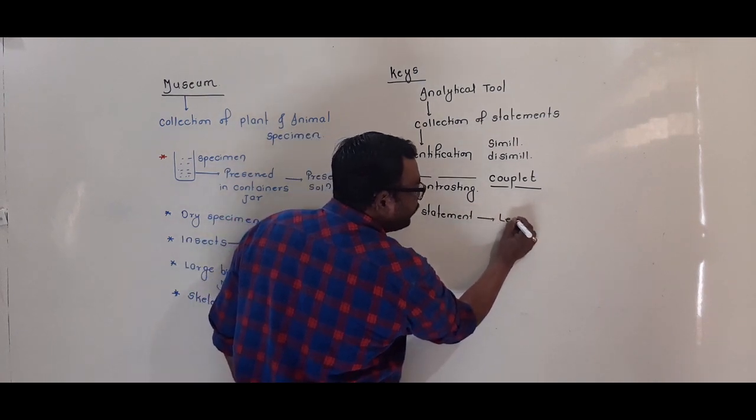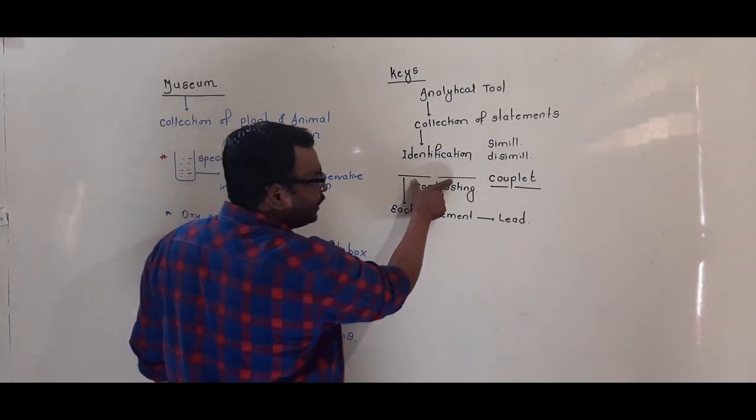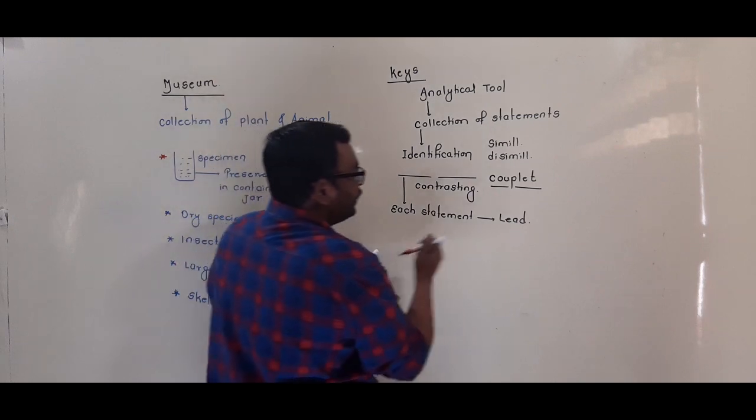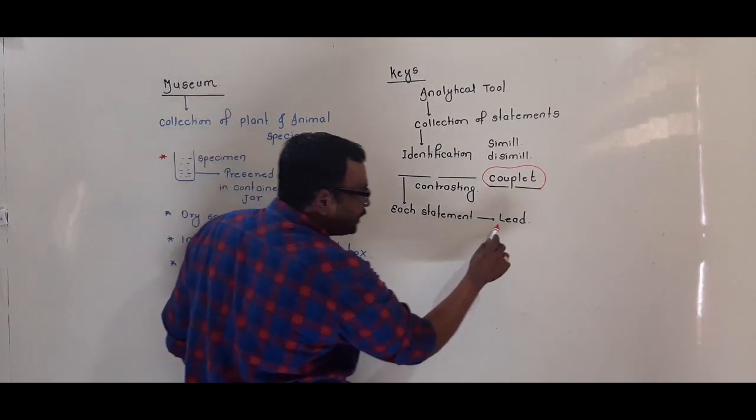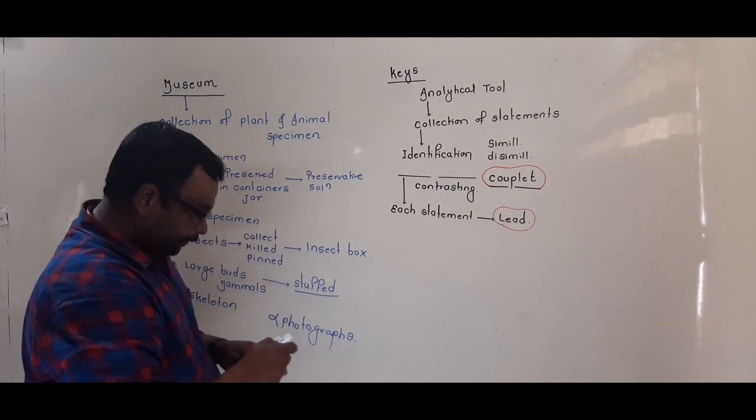So whenever you talk about the taxonomic key, in a taxonomic key, the pair of statements or contrasting characters is called a couplet. What is this called? Yes, please, couplet. And each statement present is called a lead. Now let us take an example.